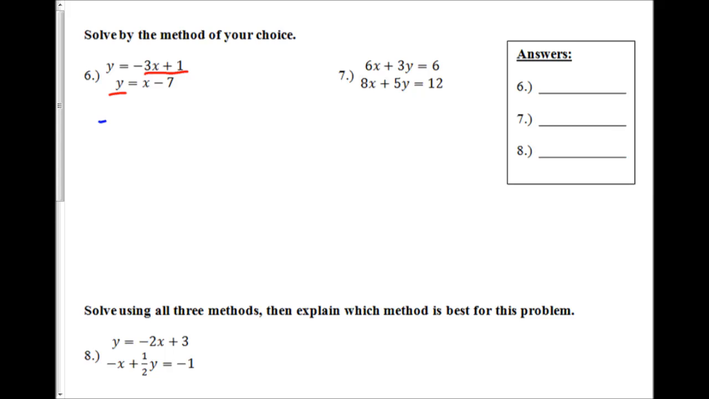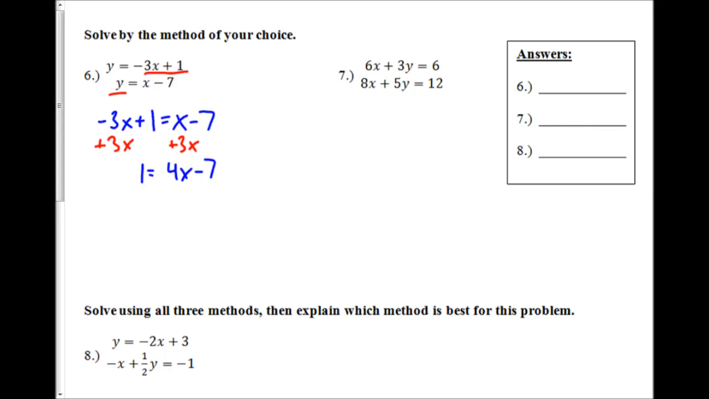So my new equation is going to look like this. Negative 3x plus 1 equals the x minus 7. I plugged that first y value in for the second y value. And now I just want to simplify this. Always deal with the variables first. So I'm going to add the 3x to each side. So I get 1 equals 4x minus 7.